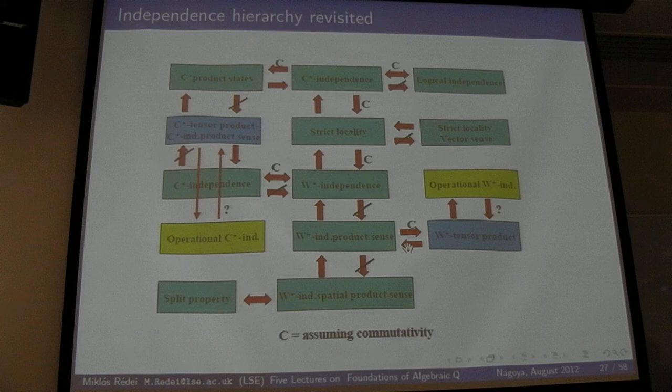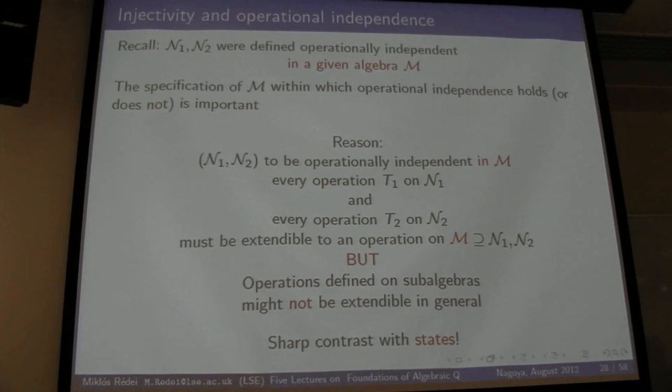Good. A remark about the injectivity issue. You recall that the von Neumann algebras were defined as operationally independent in a given algebra. This is very important because of the fact which I pointed out, that operations on subalgebras are not necessarily extendable. Excuse me. Yes. About the injectivity, there is a counterexample that a normal unital CP map cannot be extended to a normal unital CP map.